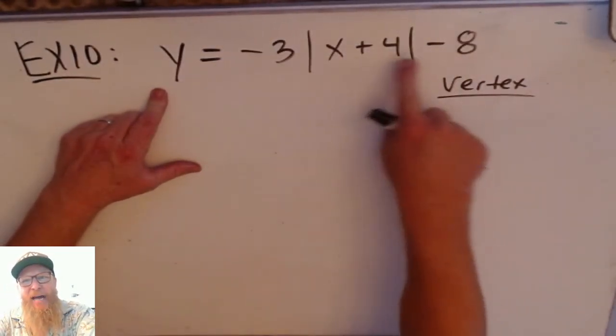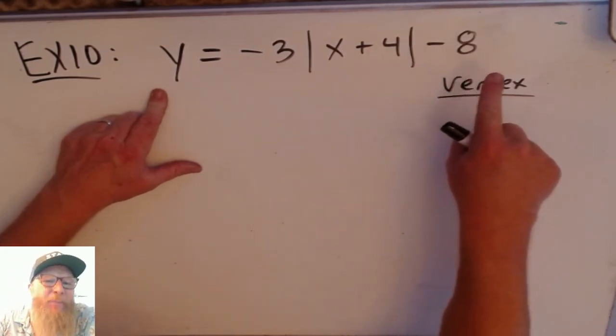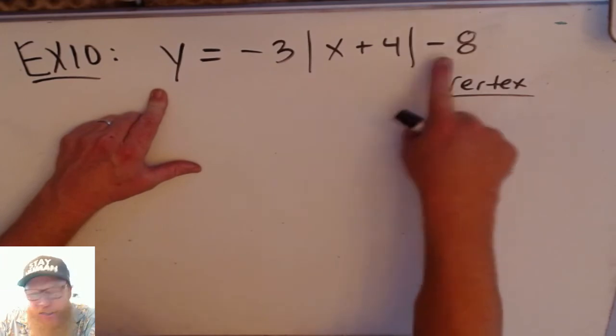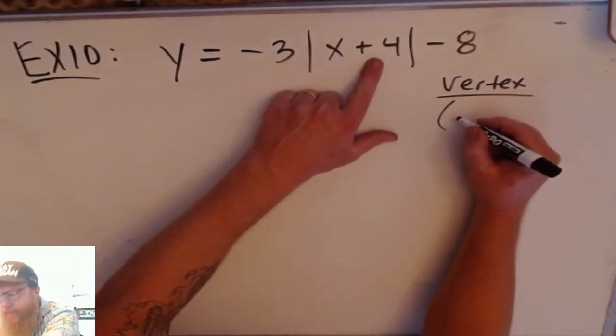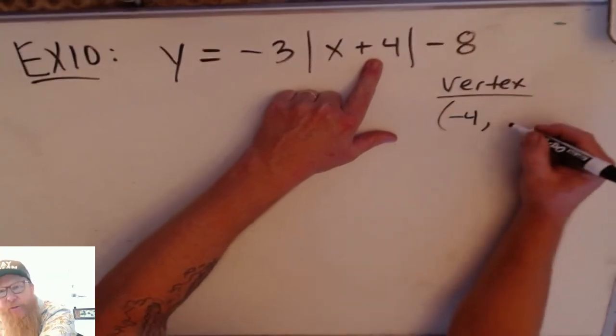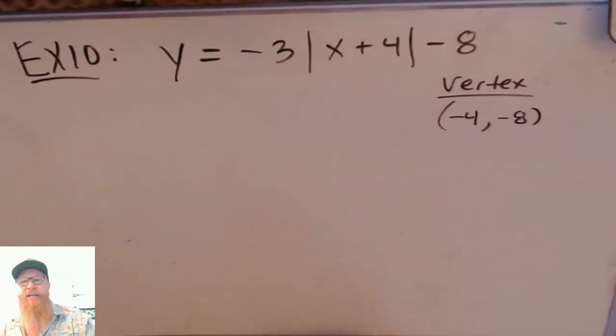Okay, so vertex, that's kind of a free answer, right? I mean, it's cheap. It's not necessarily free, but it's cheap. You just look at the equation, take your answer. So the opposite of +4 is -4, and then exactly -8. So there's your vertex.